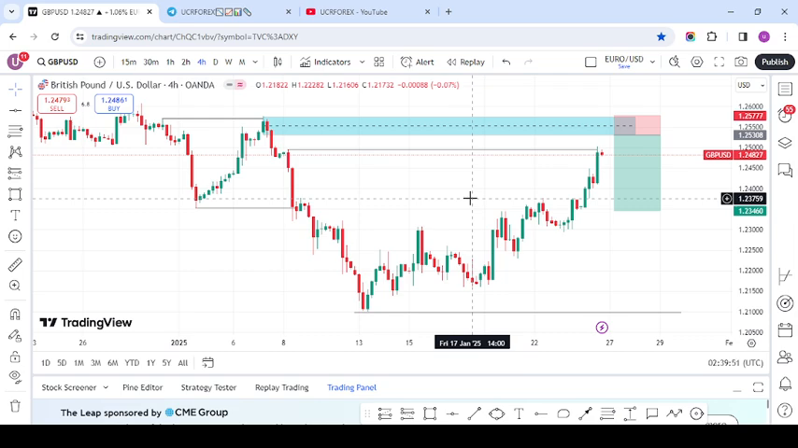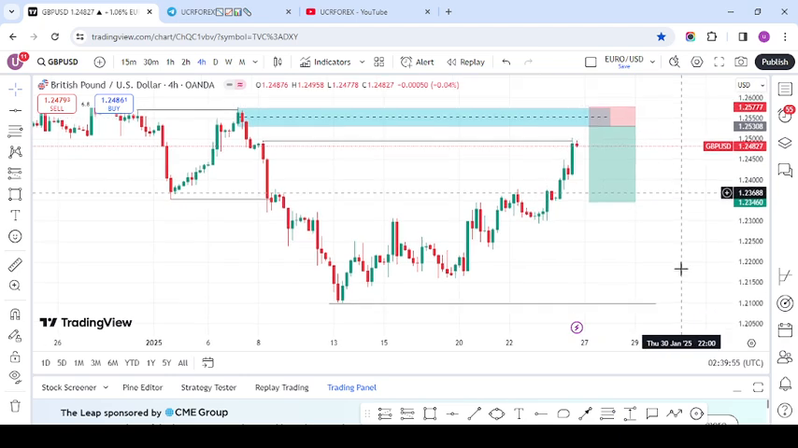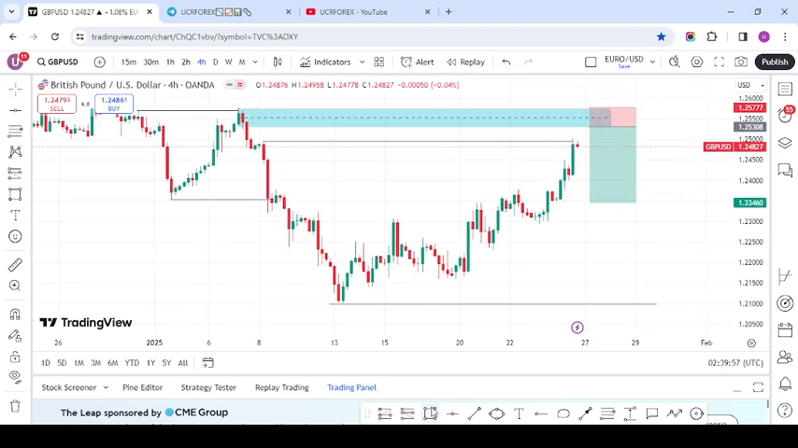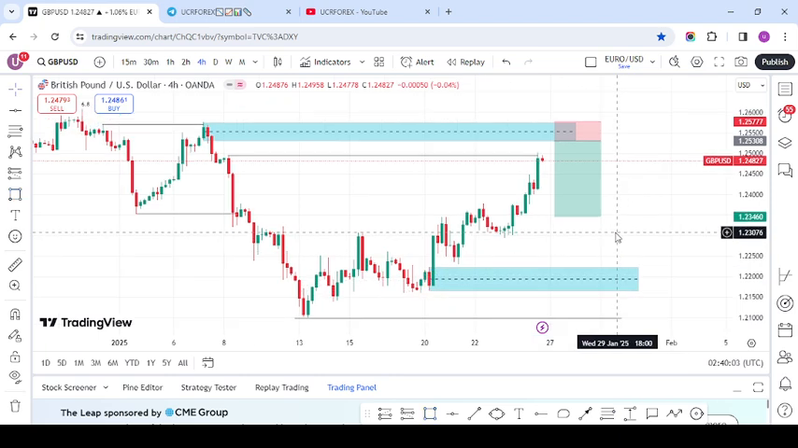But before I confirm that, I think I need to wait for the market to break this high. But whichever way, I will also be looking at every particular place. I'll be looking at here. I'll be looking at every particular candle.